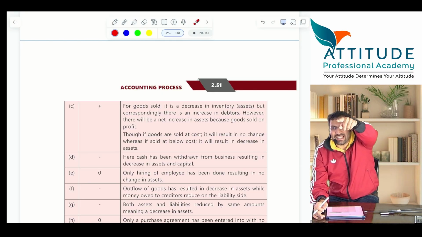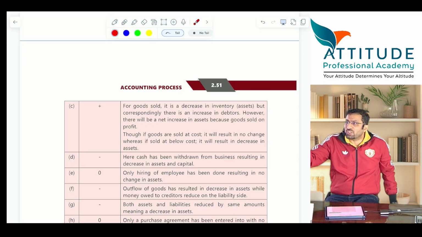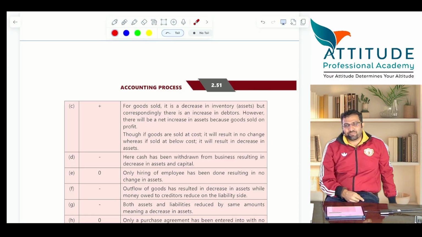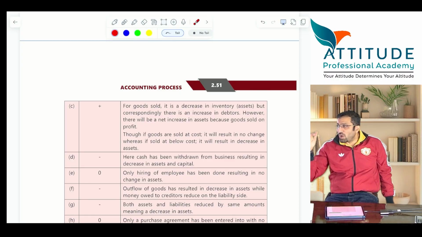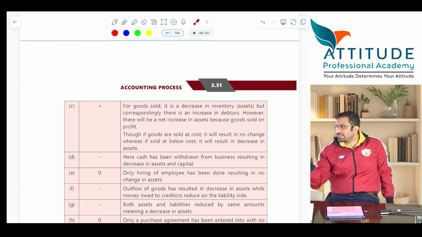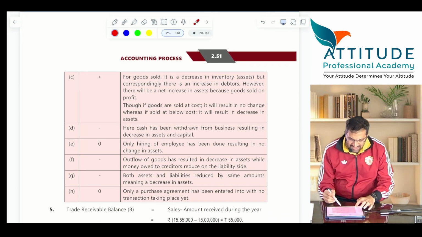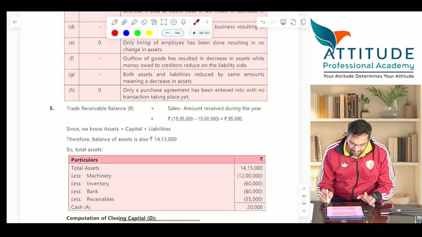Means capital will also increase by how much? 20. This we have done in the accounting equation, yes or no? Similarly, 100 rupees worth stock is sold for 90. There is a loss. It means the stock is reducing by 100. Cash is only increasing by what? 90. So asset will be minus 10. So minus will come. So that is the explanation given. Other things you can write. I hope it is clear.